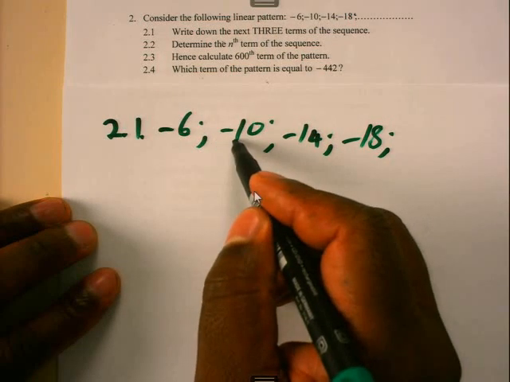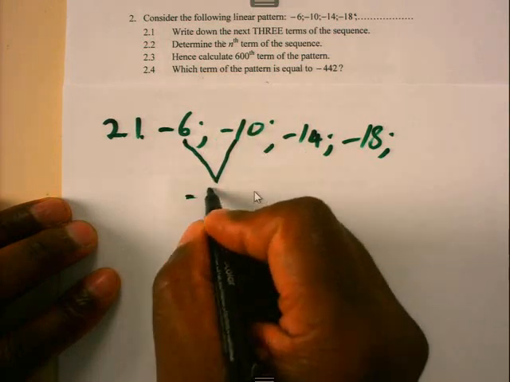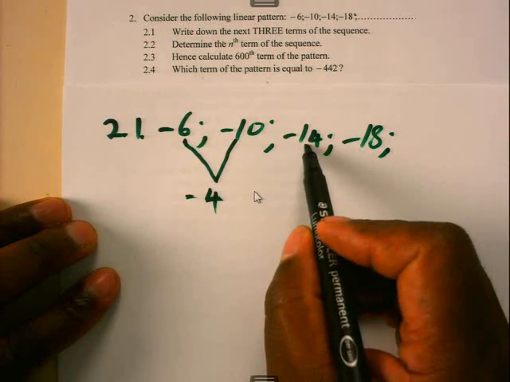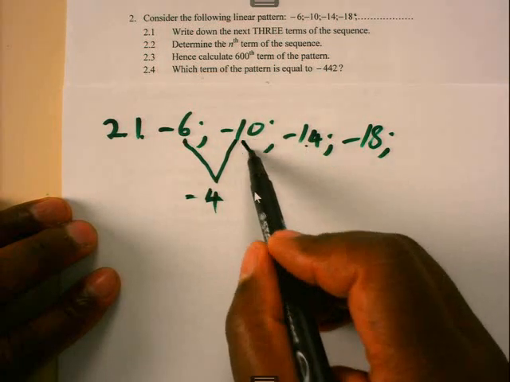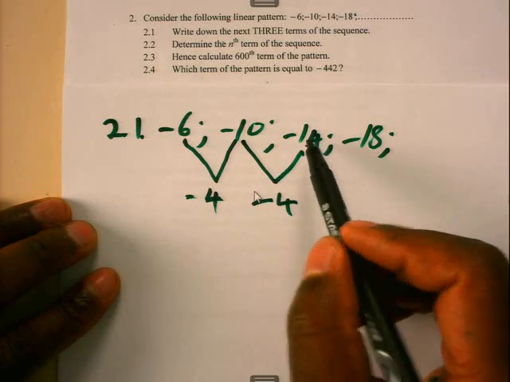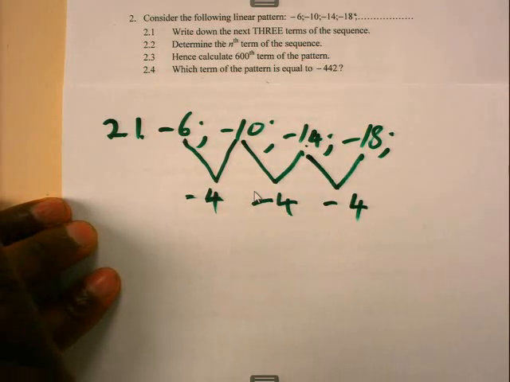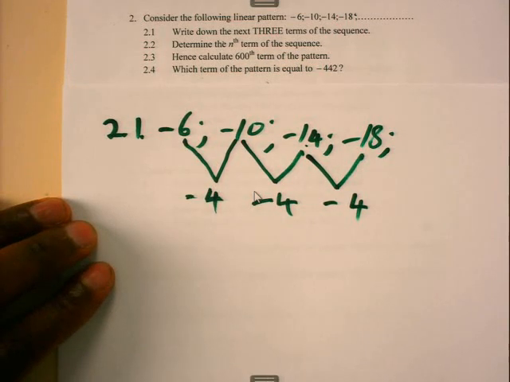Check. -10 subtract -6, you end up with -4. -14 subtract -10, you still end up with -4. -18 subtract -14, you still end up with -4. So the first difference, which is common, is -4. So you just have to keep on subtracting 4.